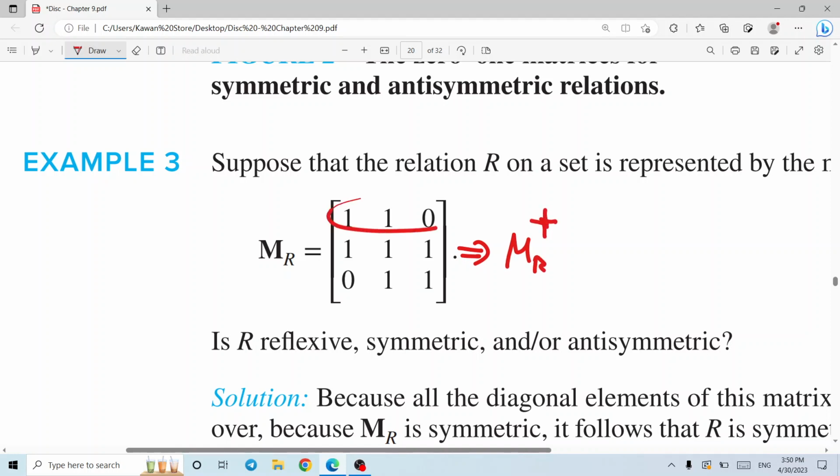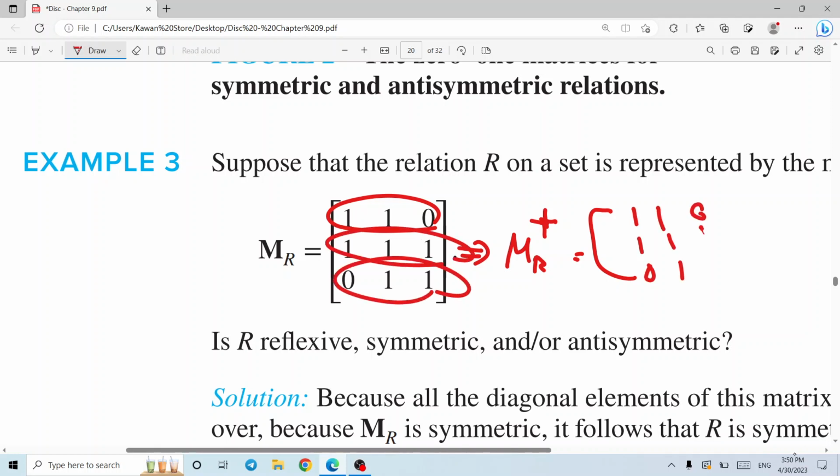How about that one? Did I get the same? So it is symmetric. How about reflexive? I didn't say anything about reflexive yet. Let me see who's thinking about reflexive. What was the definition of reflexive?